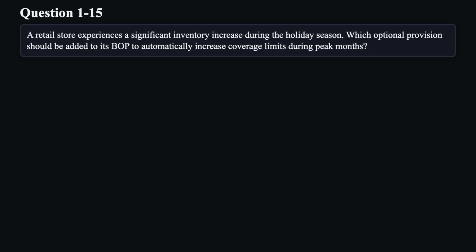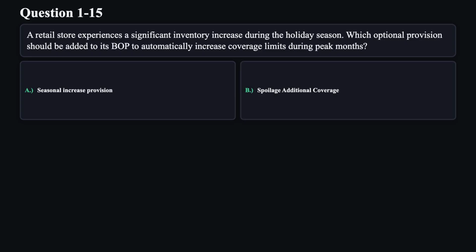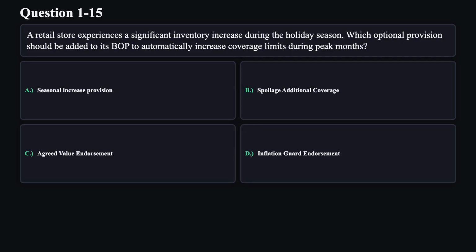Question 15. A retail store experiences a significant inventory increase during the holiday season. Which optional provision should be added to its BOP to automatically increase coverage limits during peak months? A. Seasonal increase provision. B. Spoilage additional coverage. C. Agreed value endorsement. D. Inflation guard endorsement.